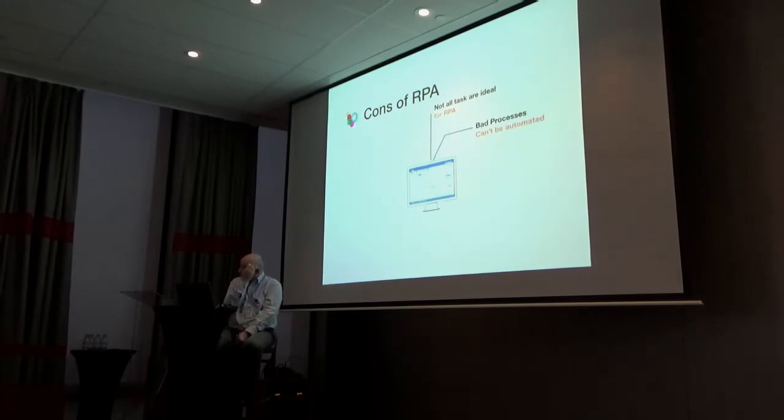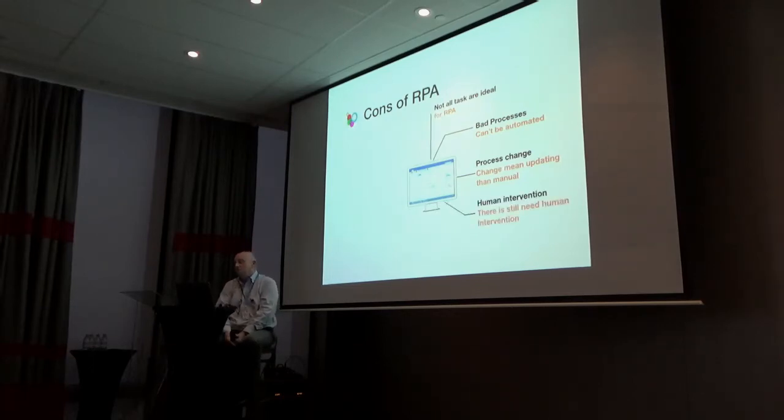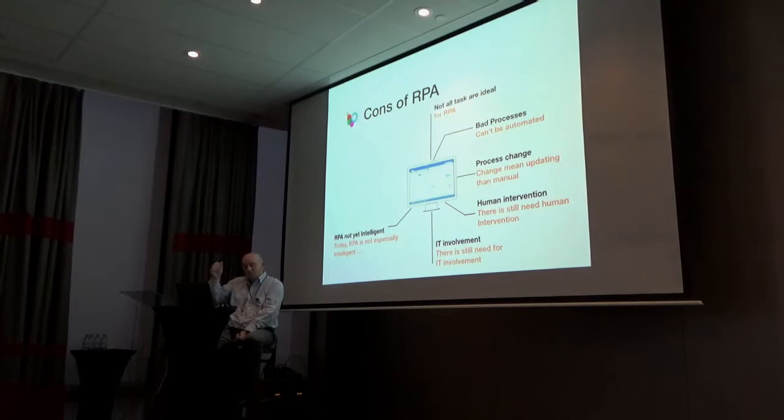Some processes cannot be automated. Process change: if the process changes frequently, each time you must update the robot, and it's complicated to update the robot frequently, just for the same task that you use frequently in your company. Human intervention: if you need human intervention, it is complicated to mix robot and human intervention. And it's similar if you need intervention from IT and something else. It's not useful for this.